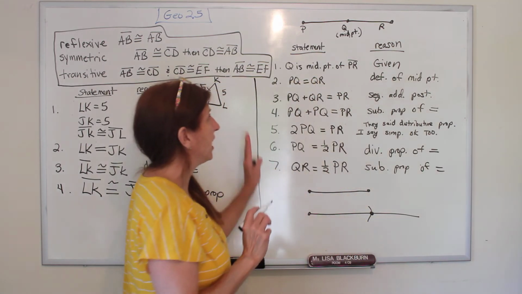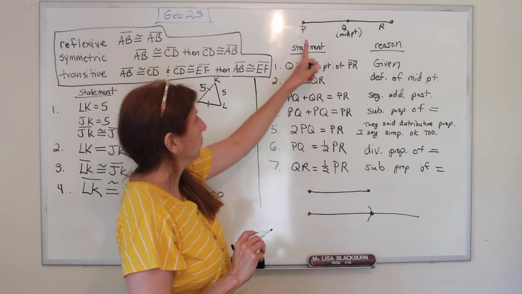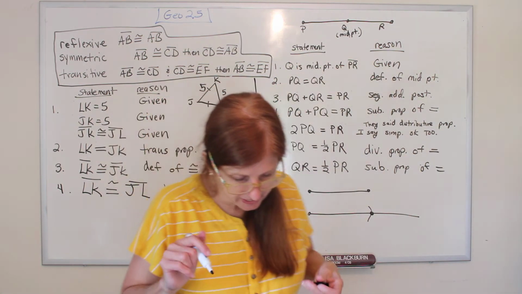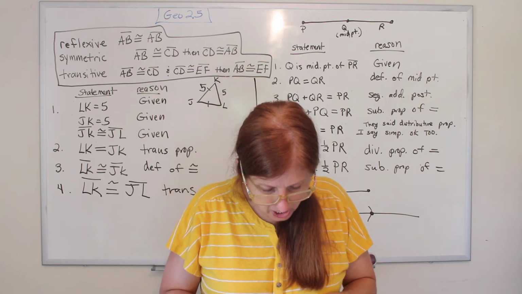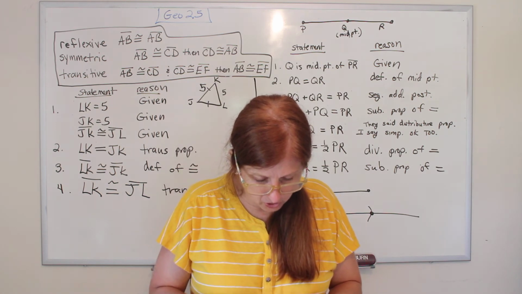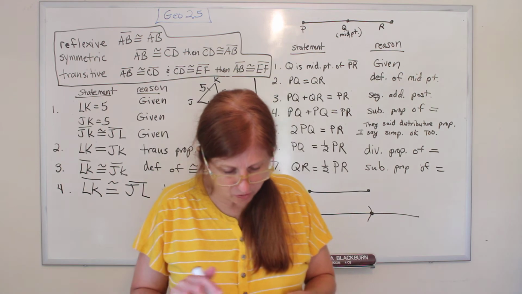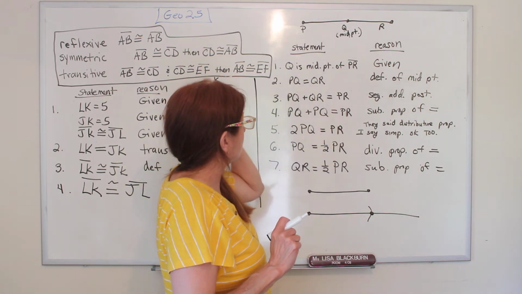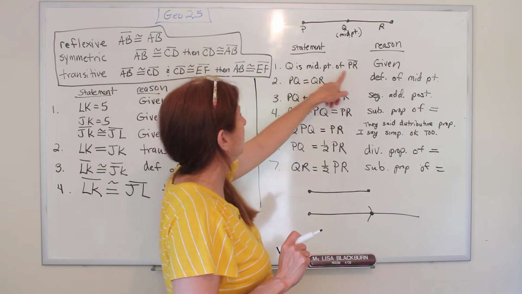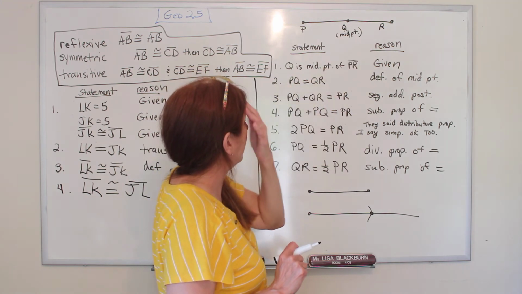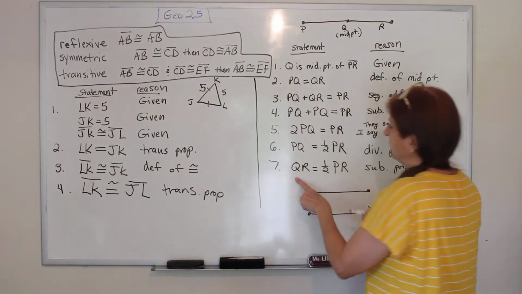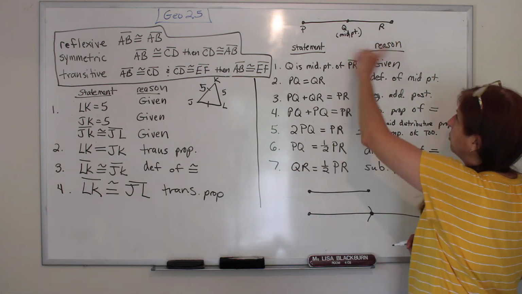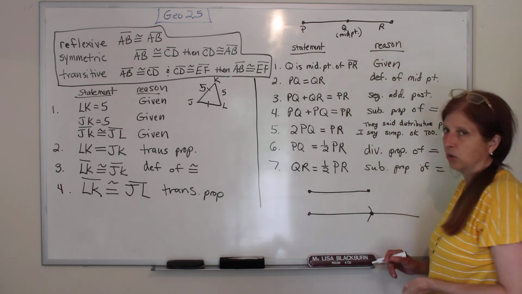Okay, let's do another one. This one says, in the diagram, Q is the midpoint of PR. Show that PQ and QR are equal to 1/2 PR. So here's our drawing. Our given was Q is the midpoint of PR, and what we're trying to prove is this formula: QR is equal to 1/2 PR, the whole thing.